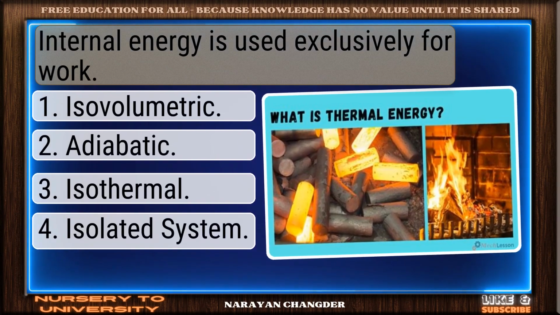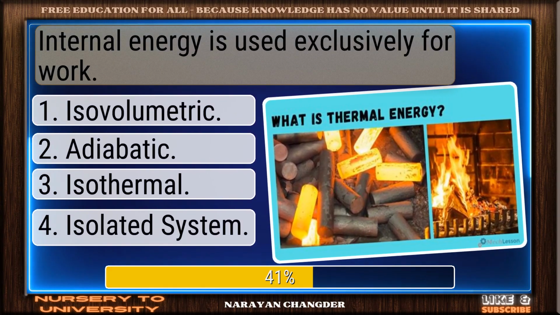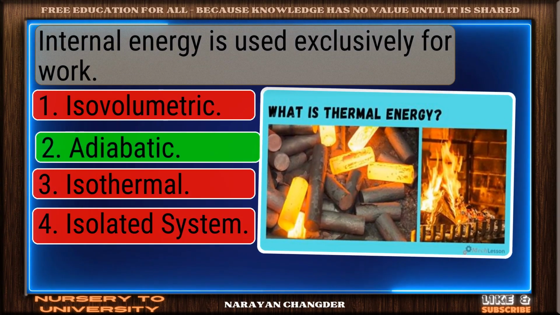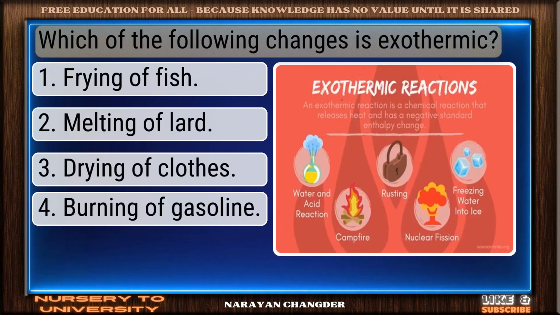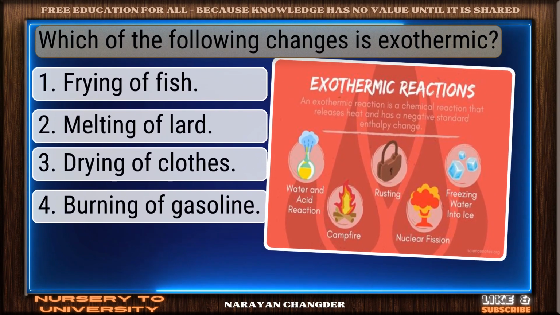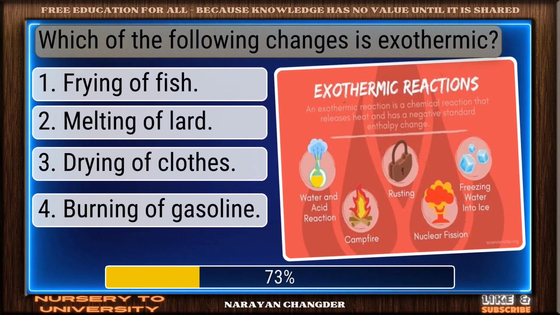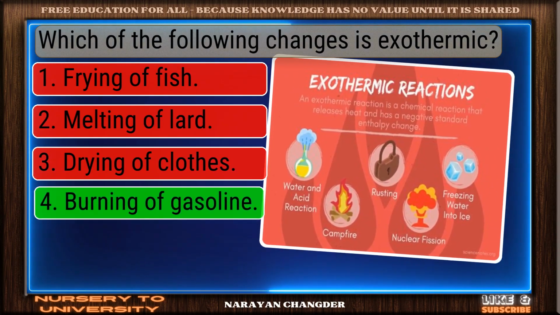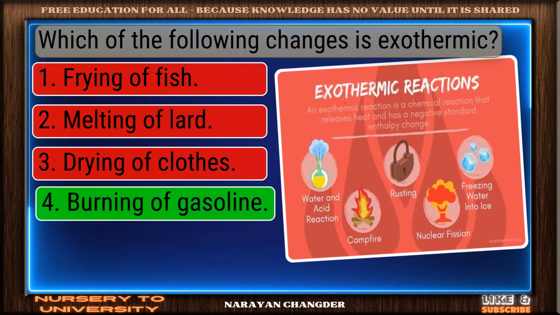Internal energy is used exclusively for work. Smart move. Adiabatic is an accurate answer. Which of the following changes is exothermic? You got it. Your choice, burning of gasoline, is right.